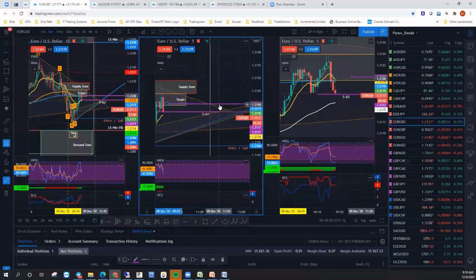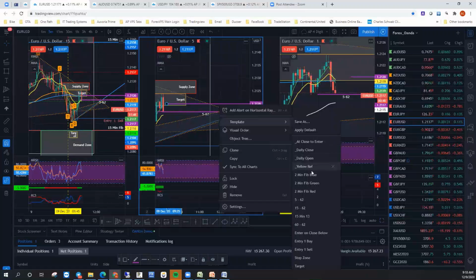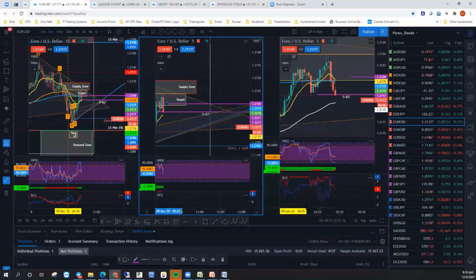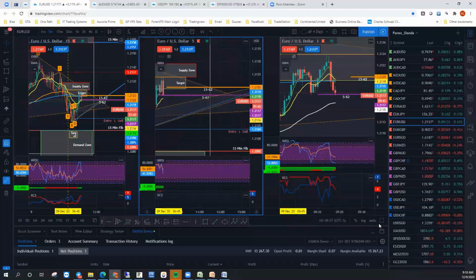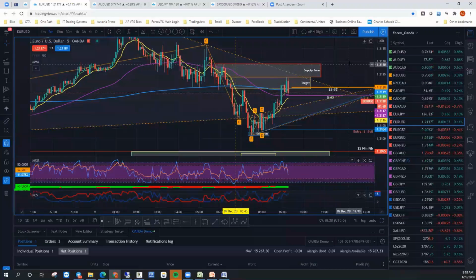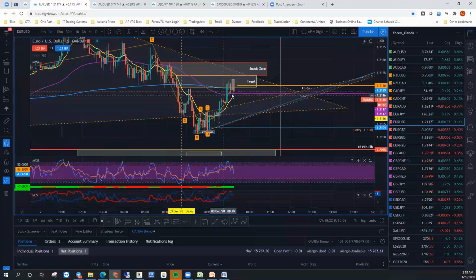Right about there. That's the 15-minute 62. So you have the 30, the 15, and the 5 all right in the same area, came back up, retested the retest zone.